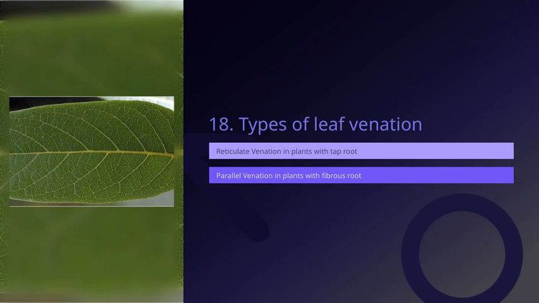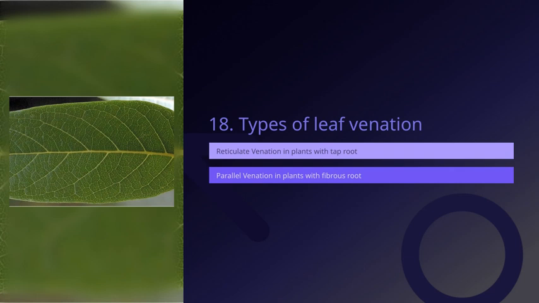First, we have reticulate venation, which is commonly found in plants with a taproot system. In these plants, the veins form a net-like pattern across the leaf, providing strong support and efficient transport of nutrients and water. This pattern is quite prominent and helps in the even distribution of resources throughout the leaf.